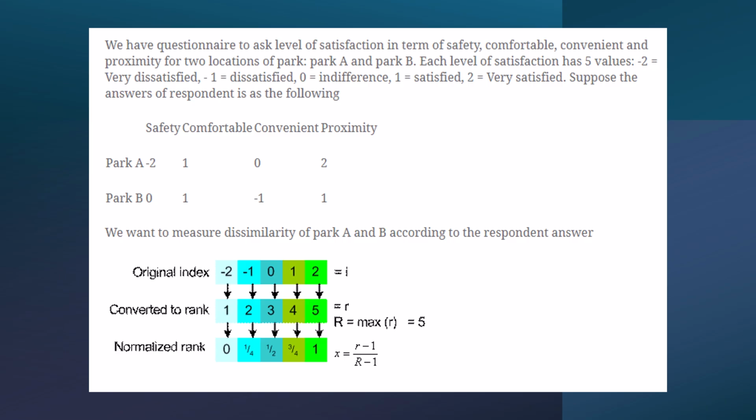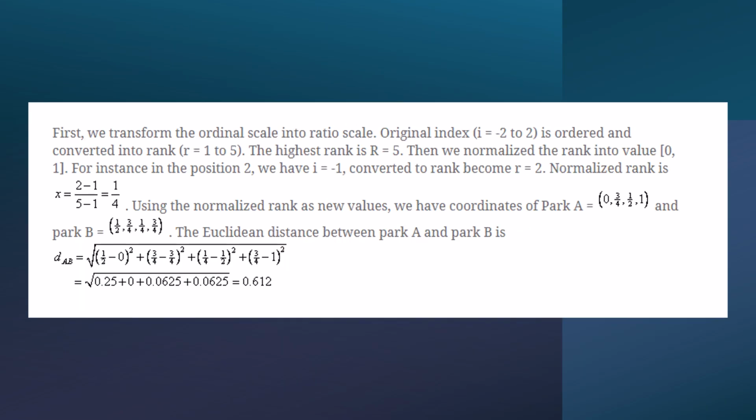We want to measure the dissimilarity of Park A and B according to the respondent's answers. The original index has been given. It is converted to rank. Rank has been given for all the values, and then we normalize the rank. For this problem, we transform the ordinal scale into the ratio scale. Original index I equals -2 to 2 is ordered and converted into rank R equals 1 to 5. The highest rank is R equals 5. Then we normalize the rank into values 0 to 1.